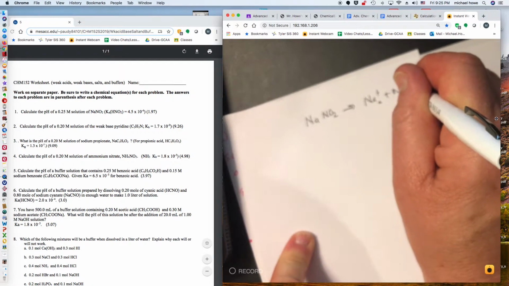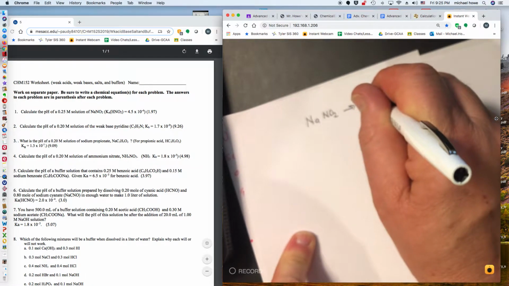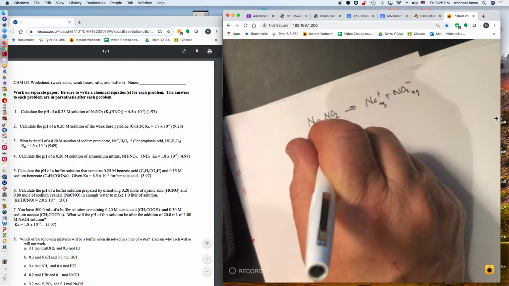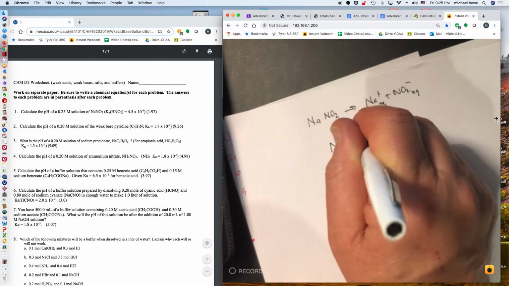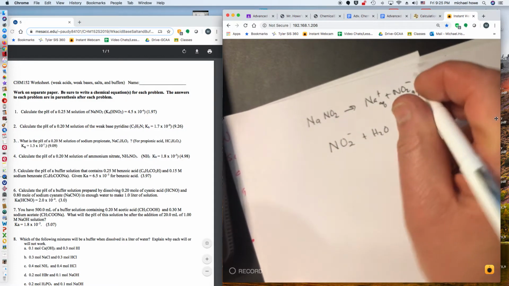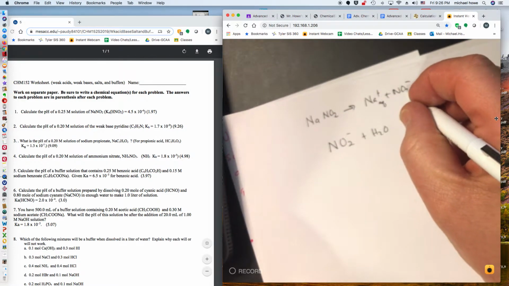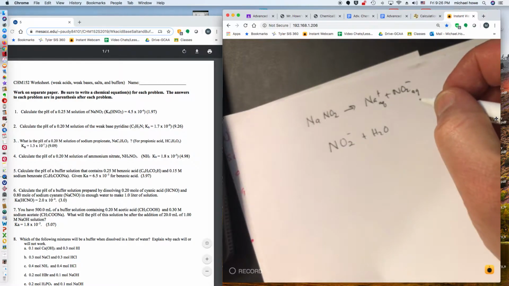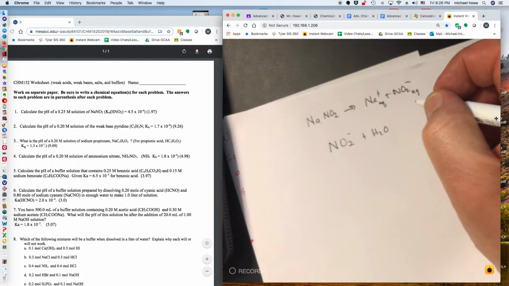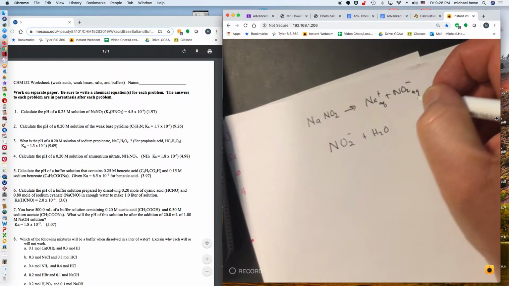So which ion is going to react? Well, it's the ion from the weak thing. It's going to react with water. So NO2- is going to react with H2O. This is an ion from a weak acid, so it's a conjugate base of a weak acid. And the little rule is the stronger the acid, the weaker its conjugate base, and the weaker the acid, the stronger its conjugate base.